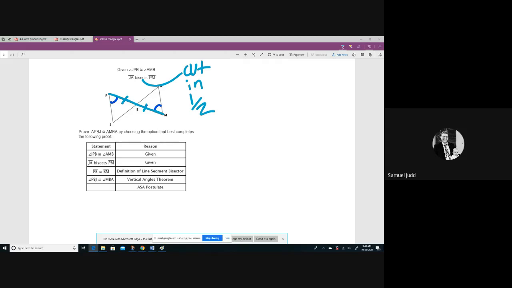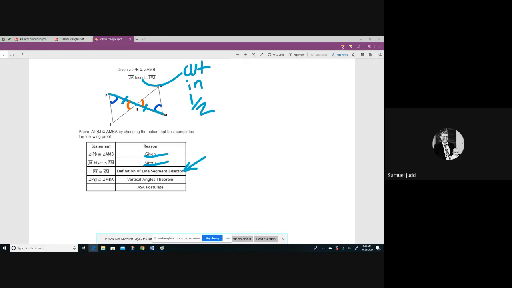Okay, so first they copy down their givens. Hooray! And then it says PB is equal to BM, which is something that I defined up here. I said cut in half. So by the definition of the bisector, we can prove those two things are congruent. Now, that's not enough to prove the triangles are congruent because we need three things. And so far we have one side and one angle. So then we get PBJ is congruent to MBA.